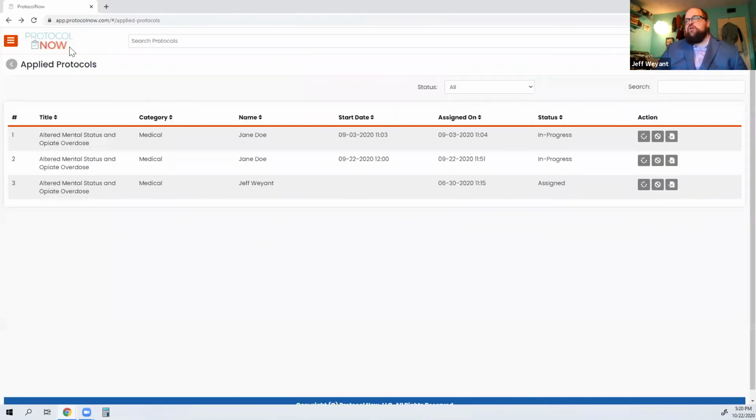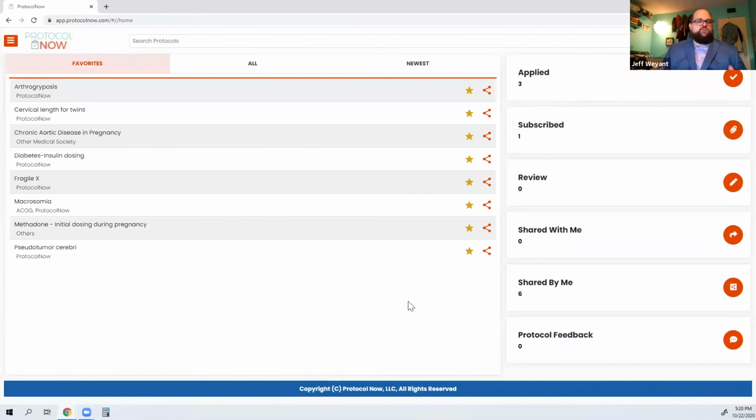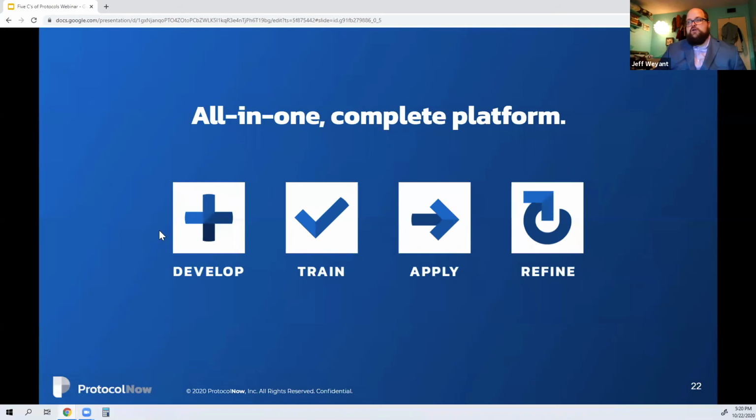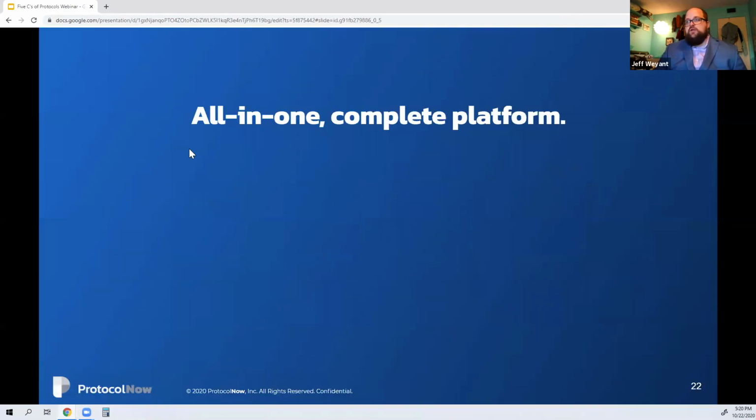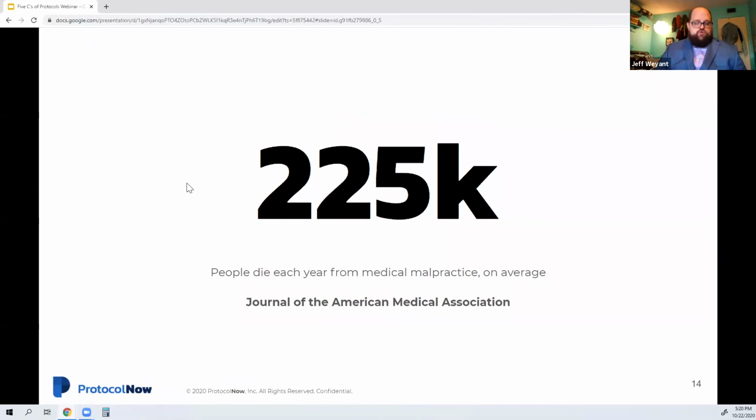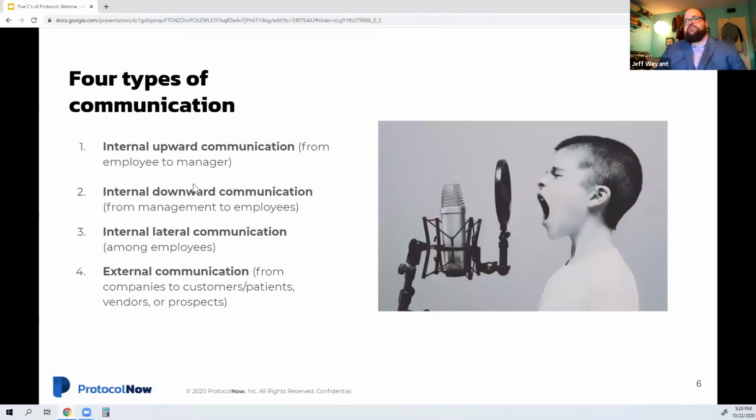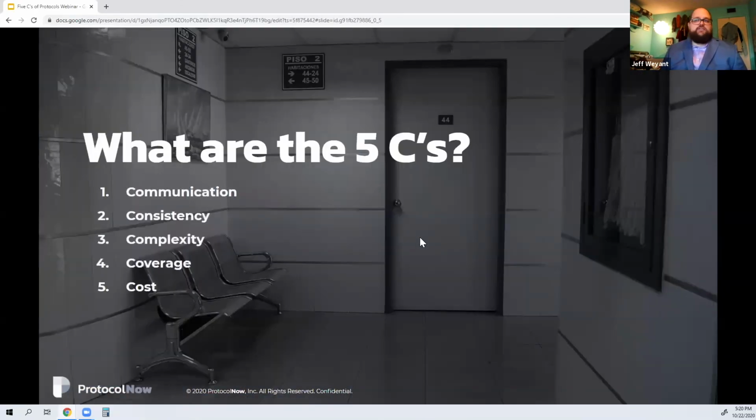So that is the protocol platform. That is the 5 C's of protocols. So again, let's just review for a second here. The 5 C's of protocols are communication, consistency, complexity, coverage, and cost. And the problems presented by the 5 C's of protocols all revolve around the protocol lifecycle. And that lifecycle can all be solutioned. You can have everything. It's all great right on ProtocolNow, the platform.